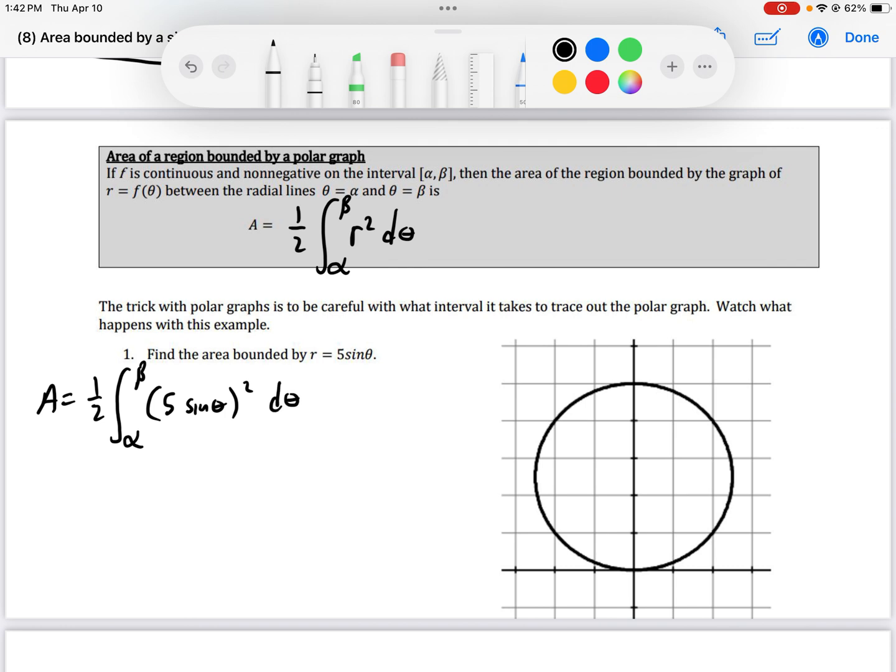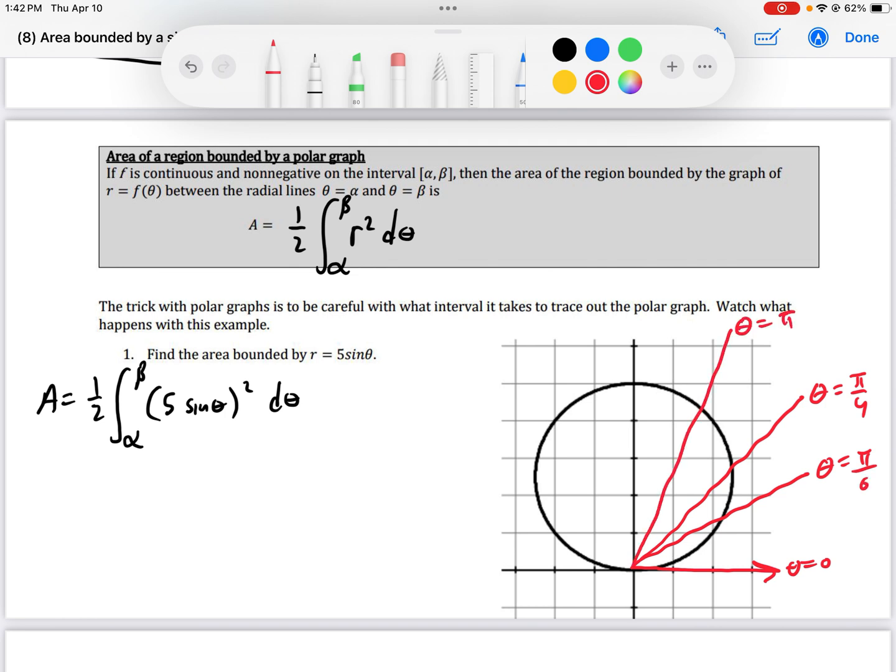Okay, now I need to find the limits of integration. This is still going to be theta equal to 0 here. And if I go straight out at a 45-degree angle, this is theta equal to pi over 4. This would be theta equal to pi over 6.